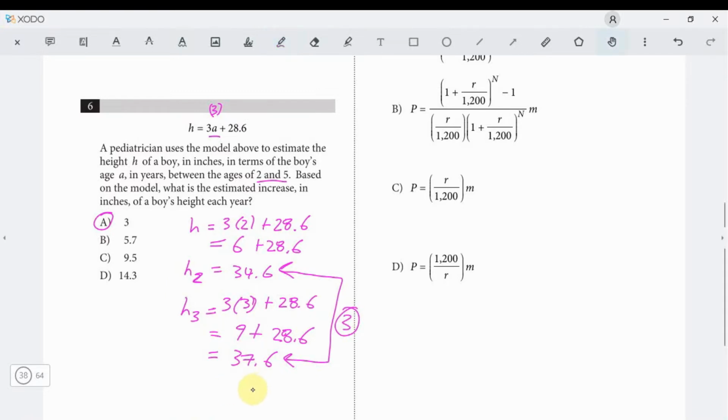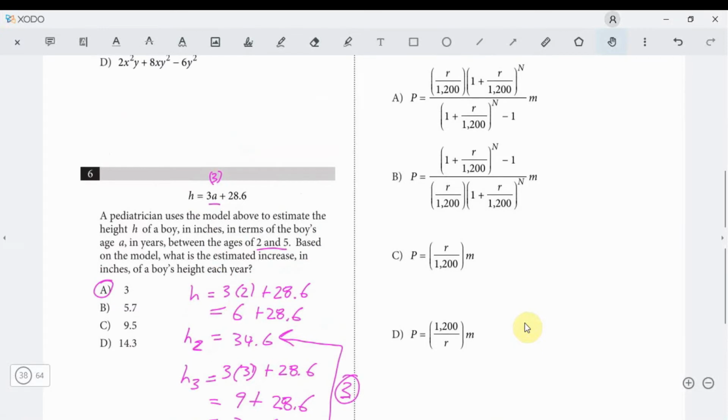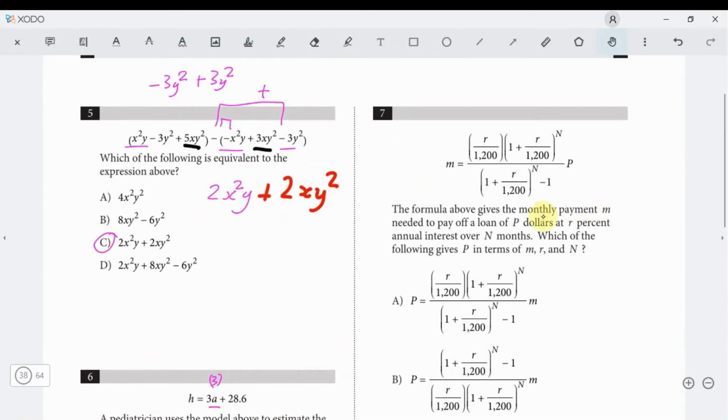If you put in 5, you get 43.6. It's just saying every year the boy grows 3 inches. Alright, so that is A. Number 7, transpose and make P the subject of the formula.